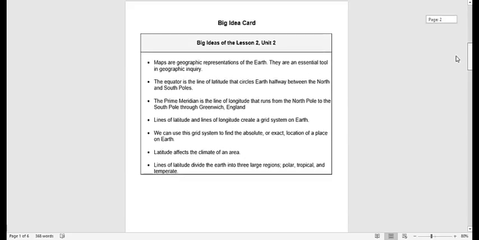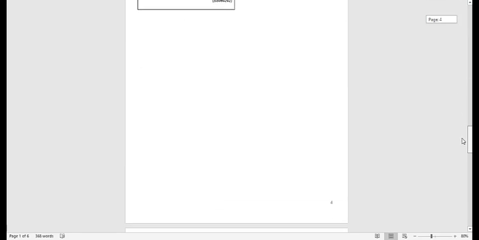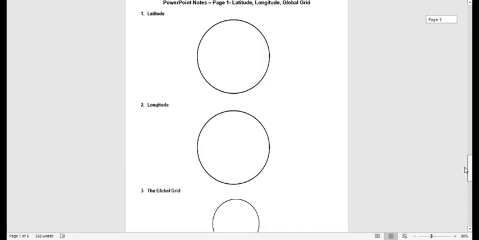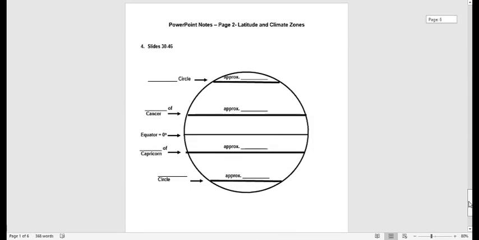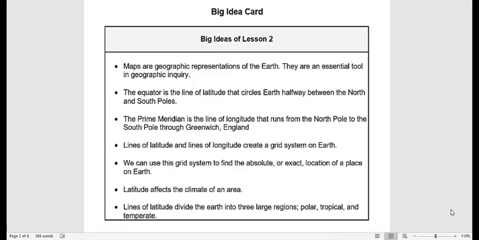Page 2 is our big idea card. Page 3 and 4 are our word cards. And then page 5 is latitude, longitude, and the global grid. And the last page in the handout is our climate zone. So make sure we have either those printed out or some paper that you can draw stuff in and complete the activities. Let's start out with the big idea card.